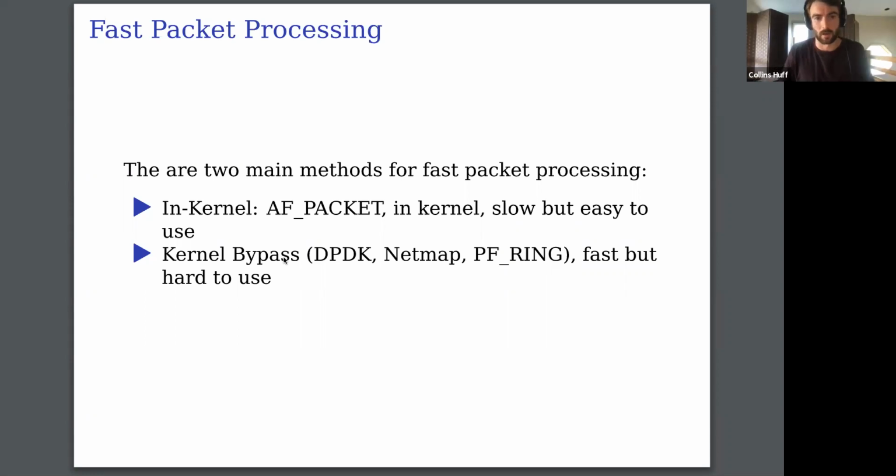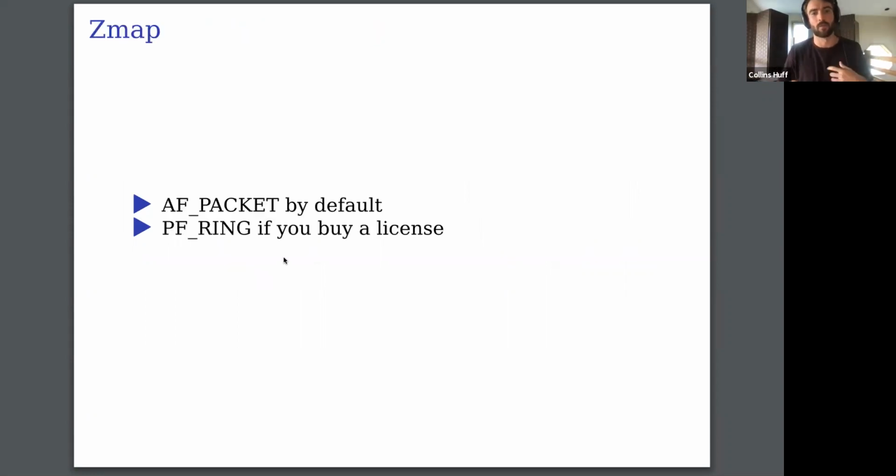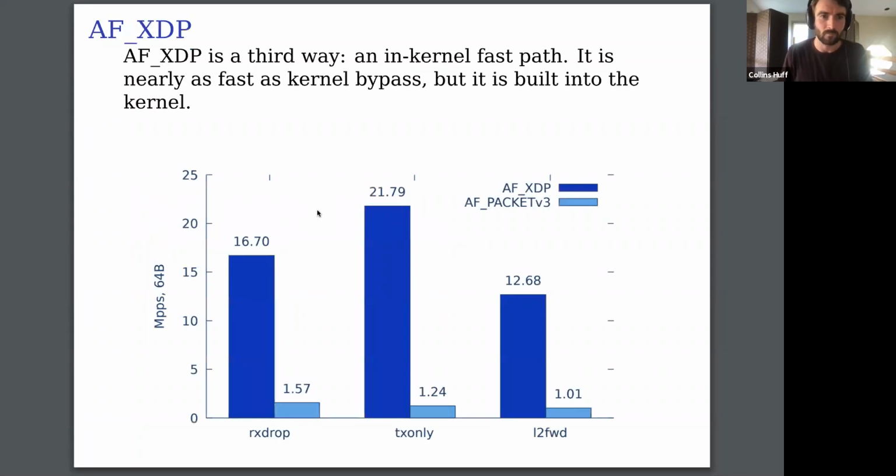And yeah, so ZMap by default uses AF packet, that somewhat slower method that I described first. Optionally, it'll use PF ring. You have to have a license for it, and the license costs $150 per network interface that you want to scan from. And I'm too cheap for that. So I started looking into other ways of sending and receiving packets. And the way that I found is this feature called AF XDP.